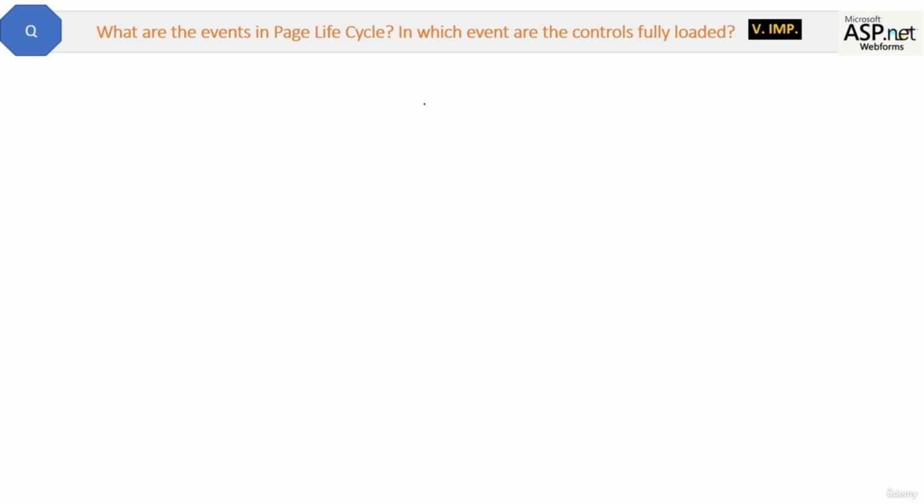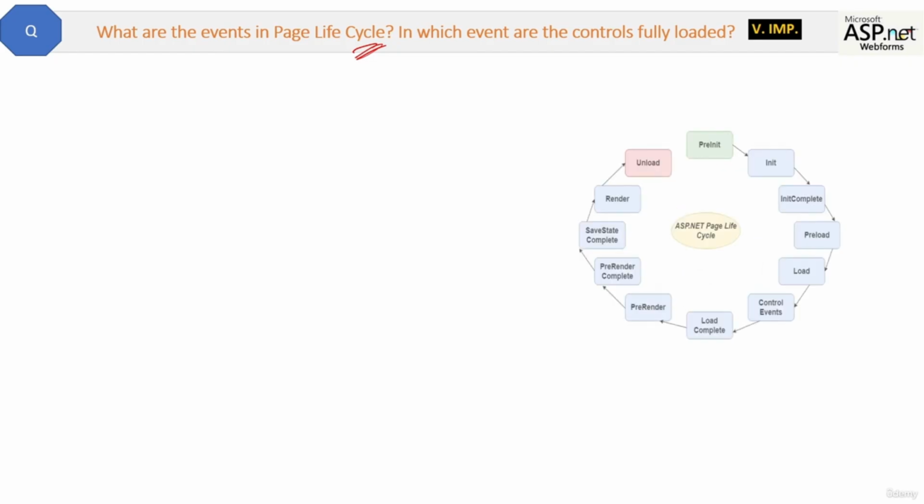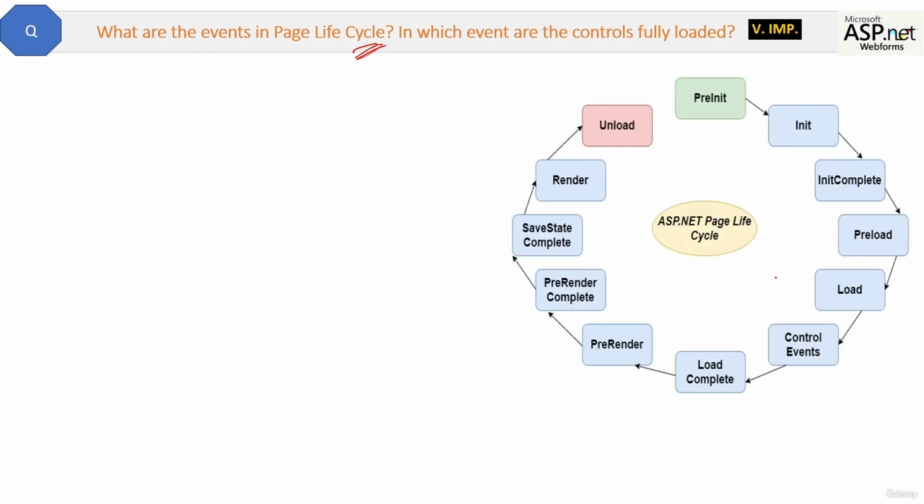What are the events in page lifecycle? In which events are the controls fully loaded? This is the first and the most important question in ASP.NET Web Forms. Here is the diagram of all the events in the page lifecycle. It starts from pre-init and ends at unload.